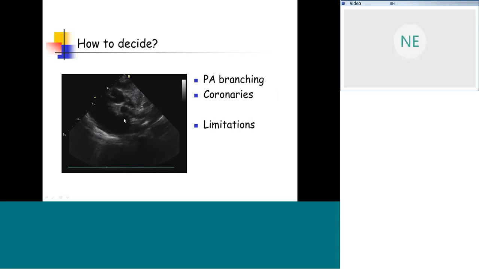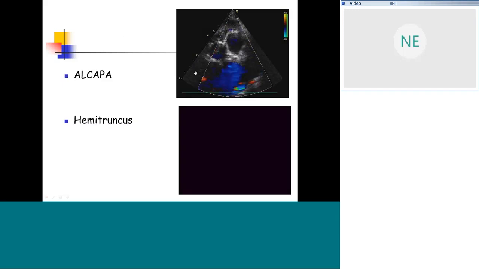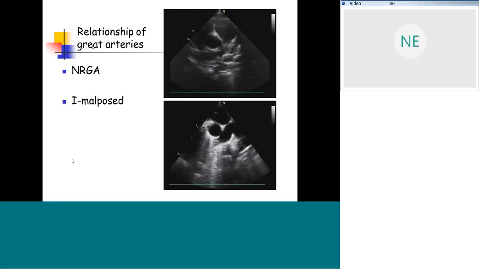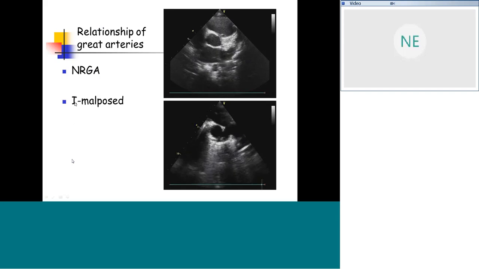However, we have exceptions to this. You do not always have the right and left pulmonary artery coming from the main pulmonary artery, and you do not always have all the coronaries coming from the aorta. You know the exceptions, where you can have anomalous left or right coronary arteries, or situations like hemitruncus, where one of the pulmonary arteries is coming from the aorta. So there are a few exceptions, but in general, you can use the branching pattern and the coronaries to define the great vessels. Now coming down to the second component, which is the relationship of great vessels.